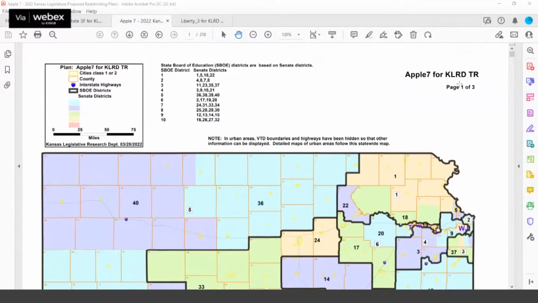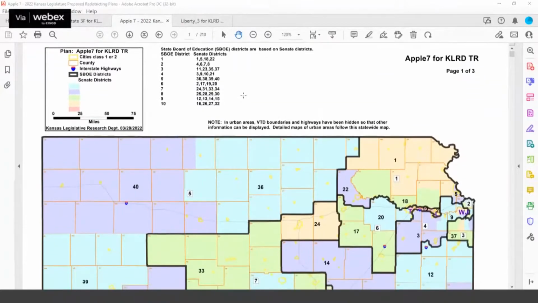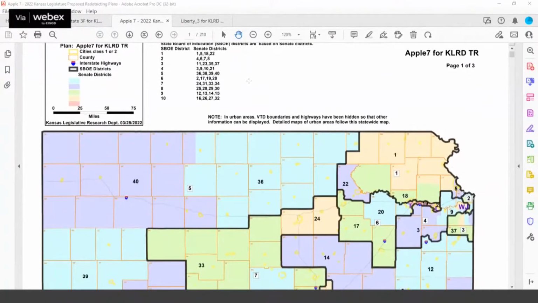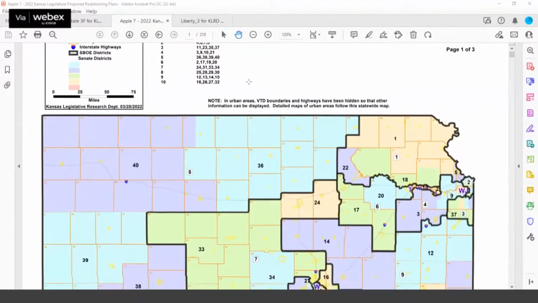The State Board of Education district map is made up of 10 different districts, and it contains Senate Districts 1, 5, 18, and 22 in District 1; 4, 6, 7, and 8 in District 2; 11, 23, 35, and 37 in District 3; 3, 9, 10, 21 in District 4; 36, 38, 39, and 40 in District 5; 2, 7, 19, and 20 in District 6; 24, 31, 33, and 34 in District 7; 25, 28, 29, and 30 in District 8; 12, 13, 14, and 15 in District 9; 16, 26, 27, and 32 in District 10.